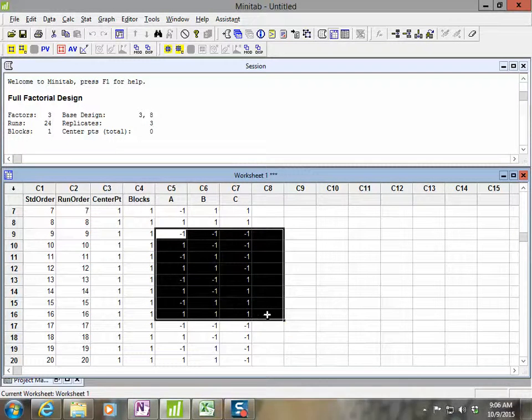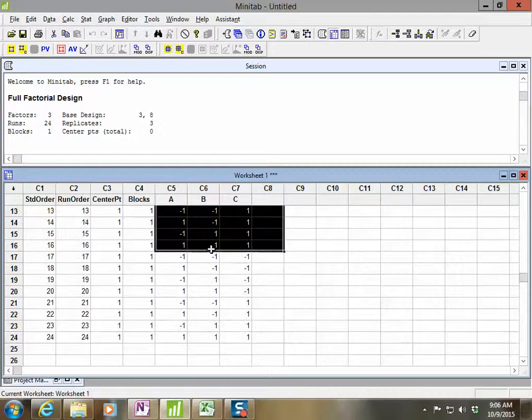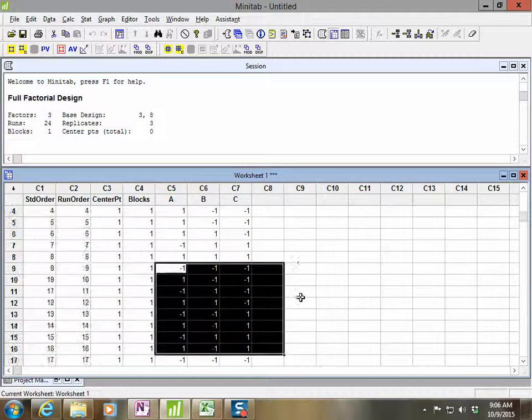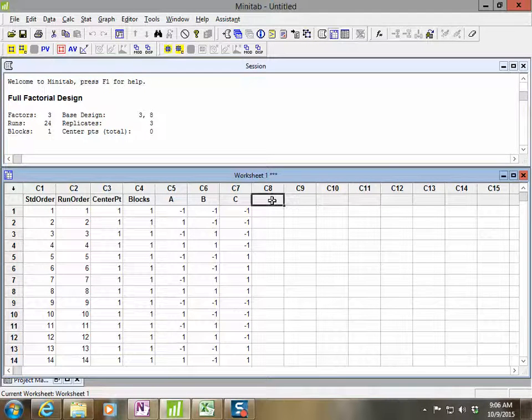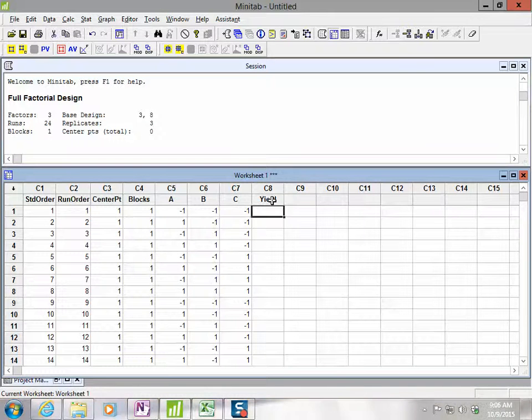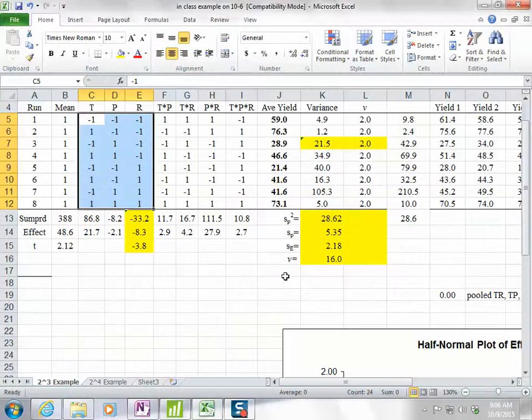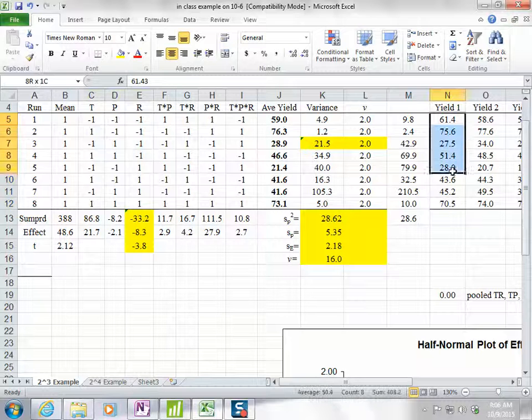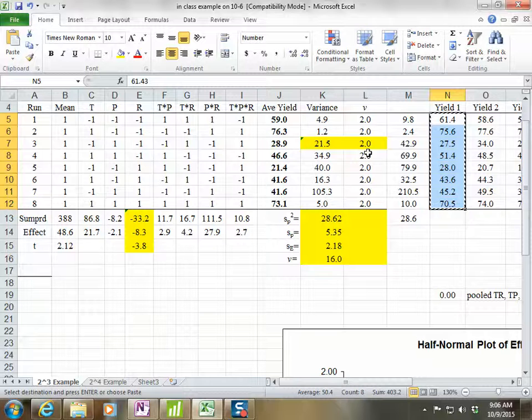Right there. That's the next replicate, and then the last 8 are the final replicate. So what we want to do is input our y, which is yield in this case. The key here is to match up this 61.4 with the correct settings here. And I just verified, hey, that's in standard order, so we can do this.